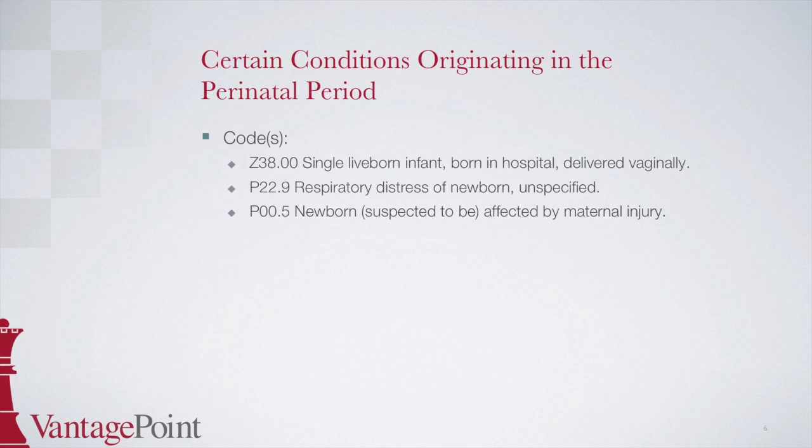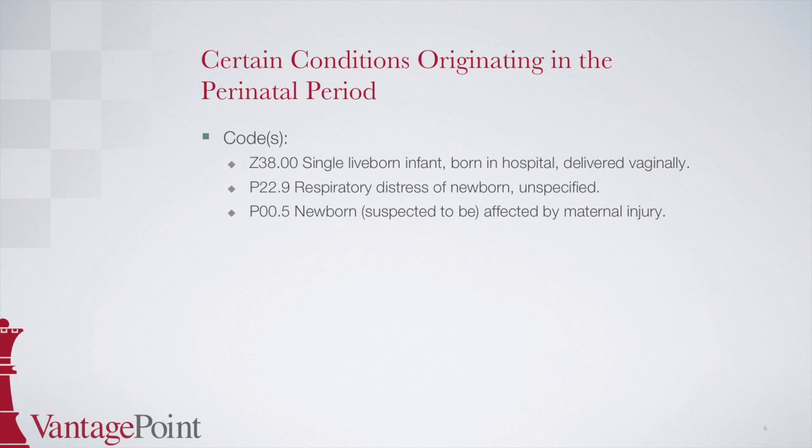The next code is P22.9, respiratory distress of newborn, unspecified. To locate this code, start at distress in the alphabetic index, then find respiratory. Indented below this is the word newborn, which points to P22.9, which you would then confirm in the tabular.